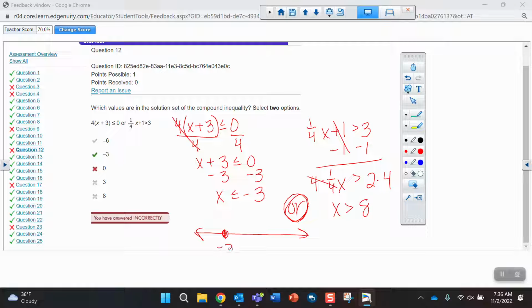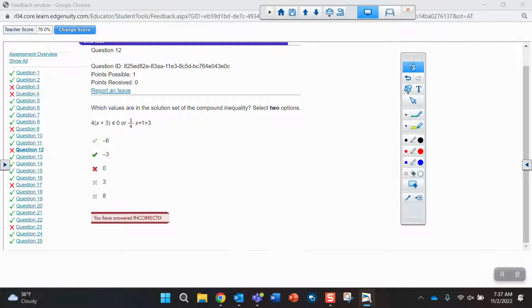So let's put it on a number line. It's a little bit easier to see this way. So we're on this side of 8, not including 8, or this side of -3, not including -3. So 0 falls in the middle, that doesn't work. 3 falls in the middle, 8 falls in the middle. But both -3 and -6 are in this part of the number line, so those are the 2 answers that work.